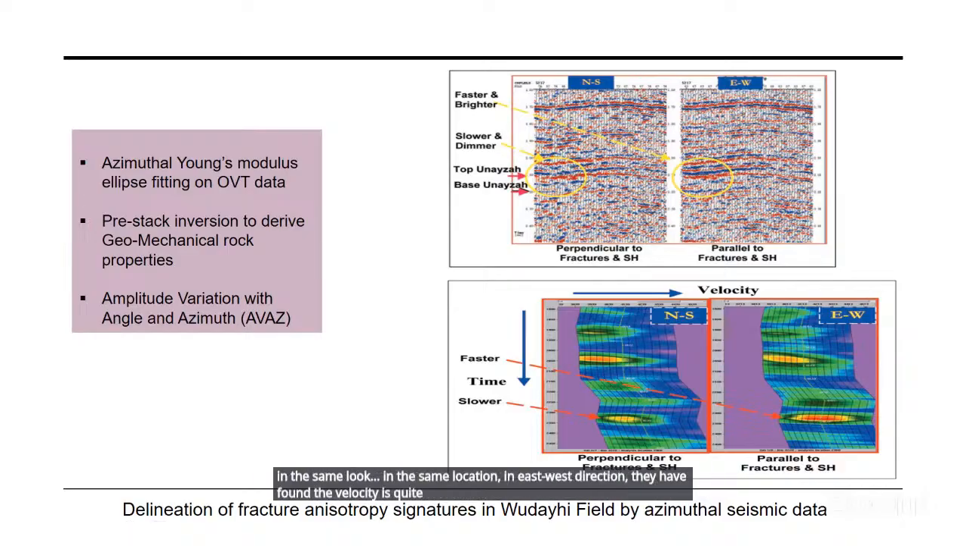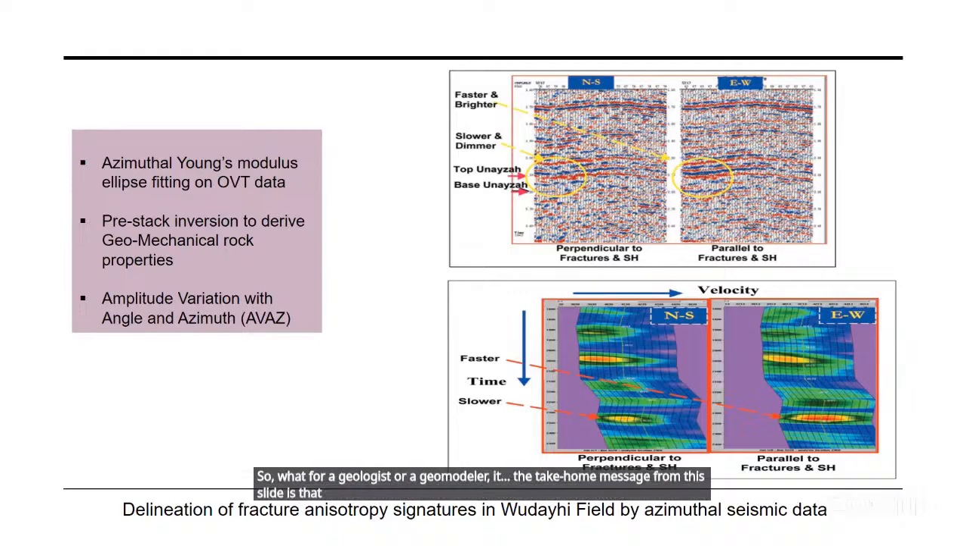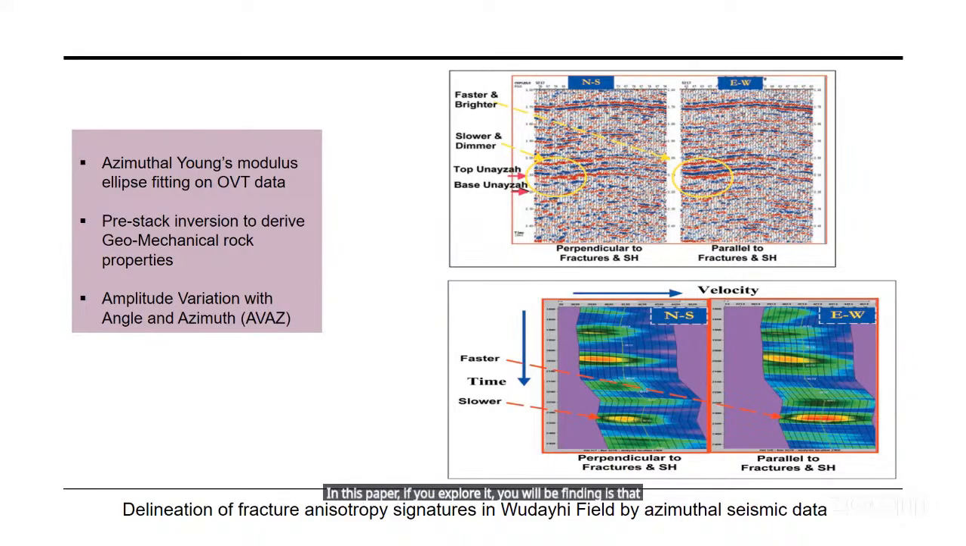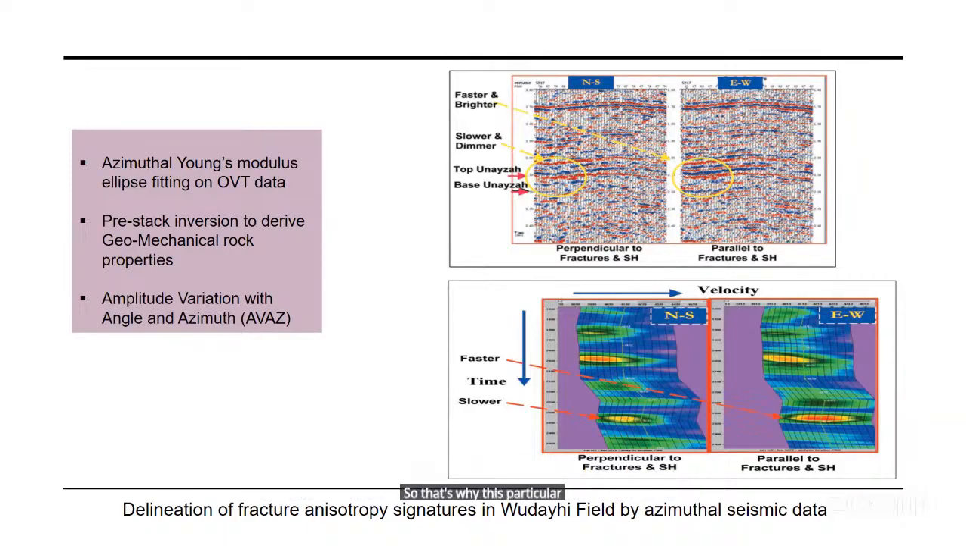So for a geologist or a geomodeler, the take-home message from this slide is that depending on the orientation of the fracture, the velocity does change in the pre-stack domain, and that is what is getting reflected. In this paper, if you explore, you will find that east-west is the major stress direction, whereas the major orientation of the fractures is north-south. That's why this particular velocity anomaly has been found.